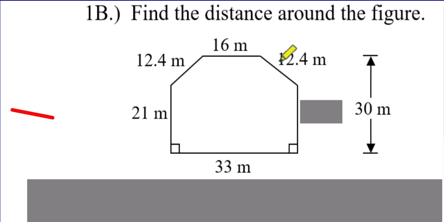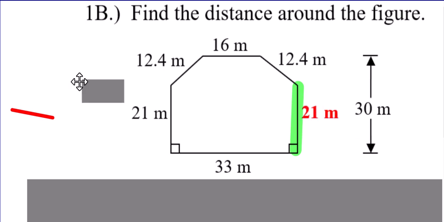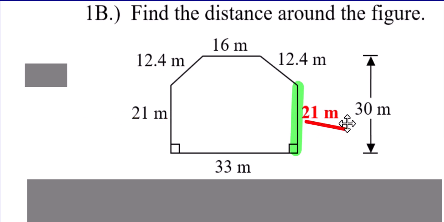So most of these measurements for these straight edges were given to us except for this one. So pencils in your hand. If this is 21 meters going up and down here, then it's 21 meters going up and down here. Now, do you see which measurement here is not an actual side of this composite figure? It would be the 30 meters.